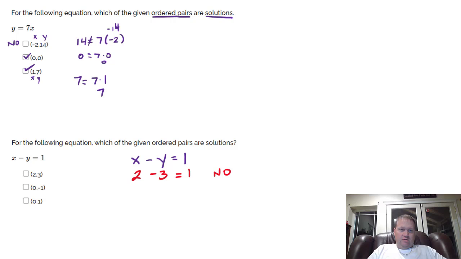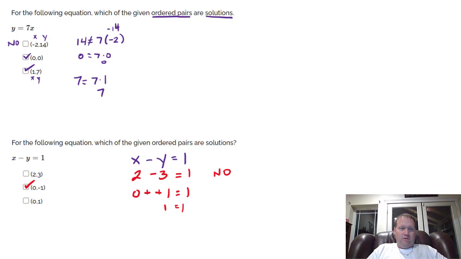X is 0. So in place of x, I put a 0, and in place of y, it's a negative 1. So 0 minus y, which is a negative 1. Notice that there was a minus here, and then y is also negative. So we have two negatives next to each other, equals 1. And two negatives next to each other become a positive, and that's 0 plus 1, which is 1 equals 1, which is true. So that point is a solution.